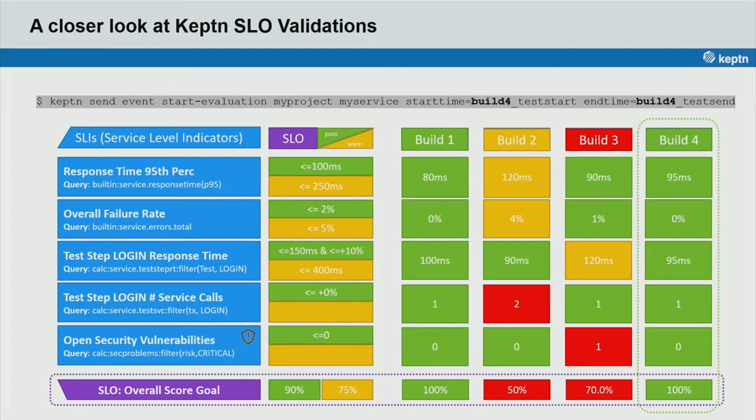This is the way Keptn works. This is the way we are allowing you to define what metrics, what indicators are important, what you want to compare it against. But instead of you doing it manually, we do this fully automatically for you.